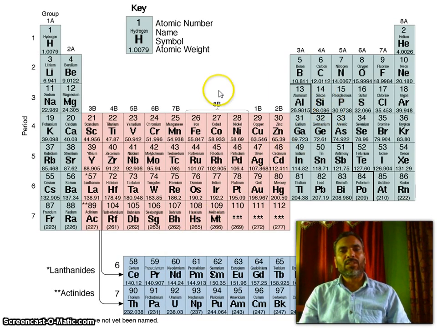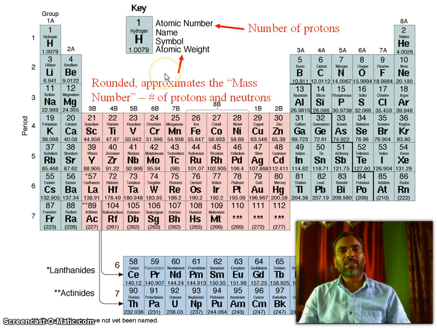So, this is the arrangement of elements in the periodic table. Atomic number, symbol, name, and atomic weight. This is the atomic number, this is the name, this is the symbol, and this is the atomic weight. Rounded approximately, it gives the mass number, the number of protons and neutrons.